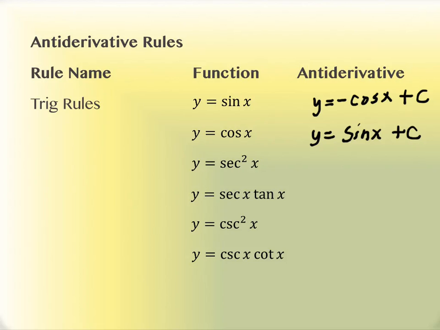How in the world did I get a derivative of secant squared? Whose derivative is secant squared? That is tangent. And it's positive, right? No sign changes necessary, plus that c at the end. How did I get a derivative of secant x tangent x? That is secant. And then plus that constant at the end.